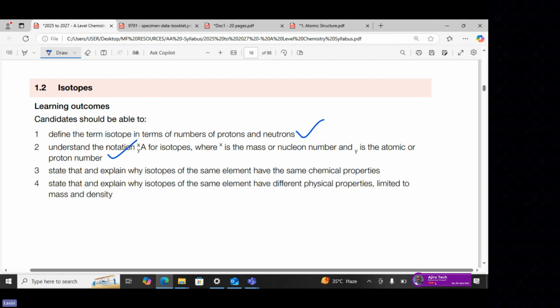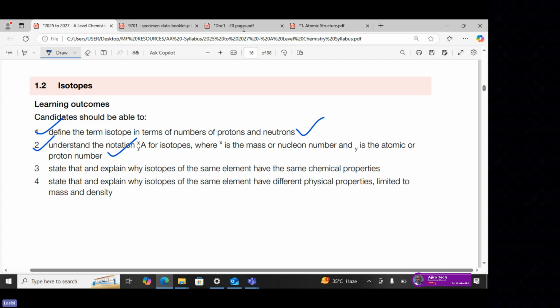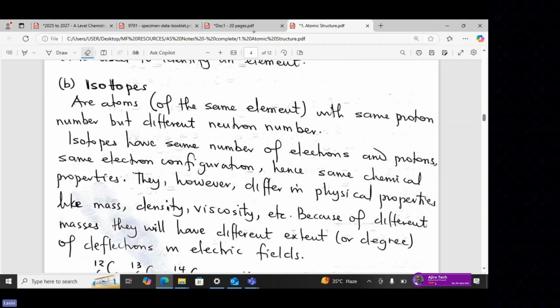Next point. State and explain why isotopes of the same element have different physical properties, limited to mass and density. Now look at this. Why do they call this heavy water? Let me show you something.